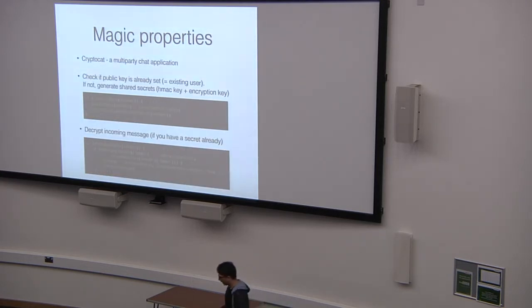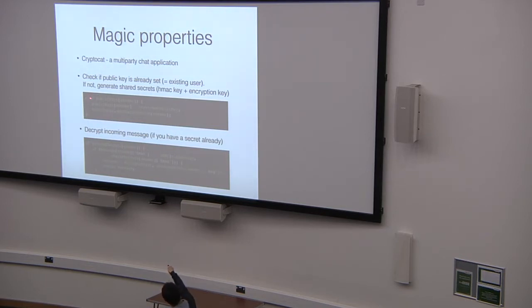The other thing with JavaScript is magic properties. So again, let's take a look at CryptoCat. It's a multi-party chat application. And in order to communicate with someone, you need to exchange keys and generate a shared secret. So this is a piece of code that is run when you receive an initial communication from someone new in the multi-party chat channel.